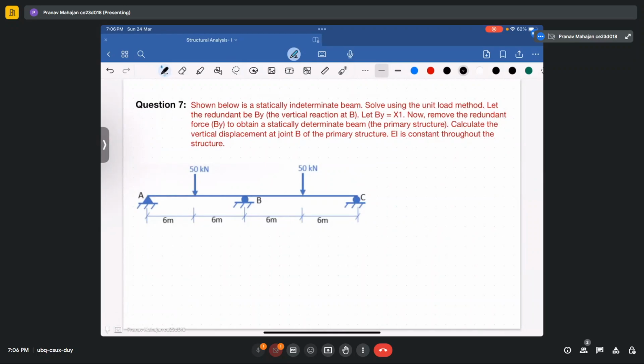In this question, they are mentioning that this force should be redundant. So if this should be redundant, it means your beam will have this. So this will be the 50 kilonewton force. This will be 50 kilonewton force. So your reactions will also be the same because it is a symmetrical beam.